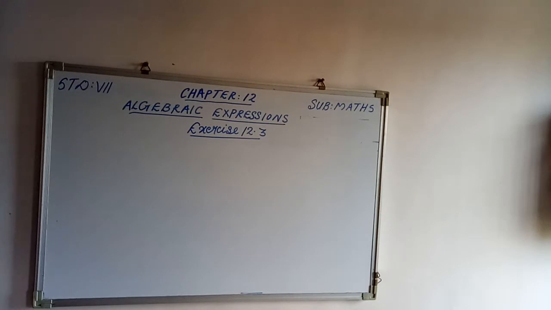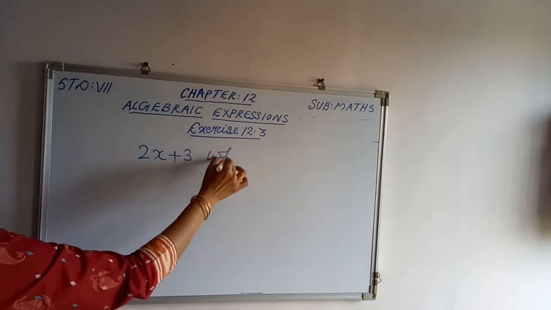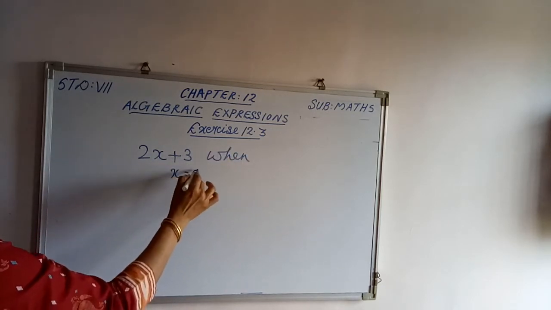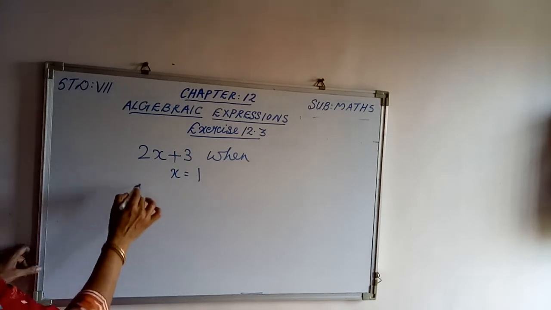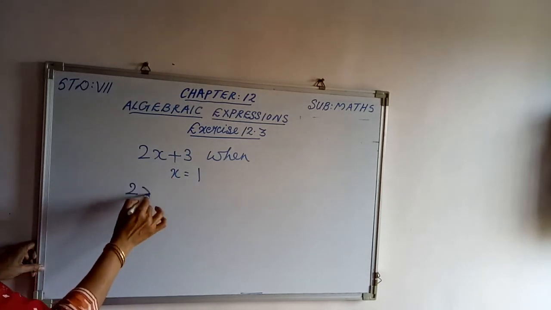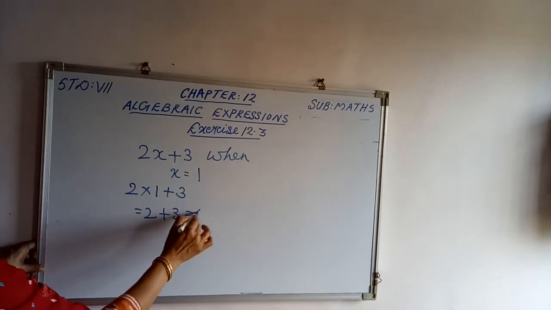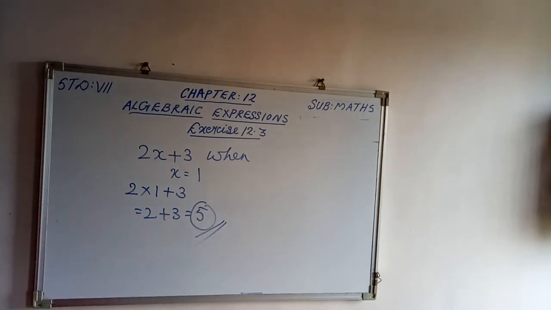The value of an algebraic expression depends on the values of the variable forming the expression. For example, if you are asked to find the value of 2x plus 3 when x is equal to 1, how do you find that? In place of x, you have to substitute 1. So you will get 2 into 1 plus 3, that is 2 plus 3, which gives you 5. This is the value of 2x plus 3 when x is equal to 1.